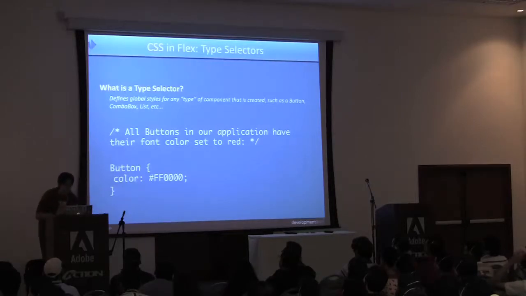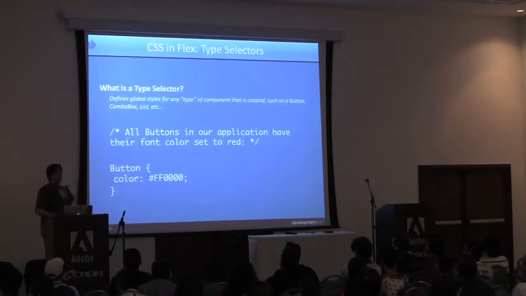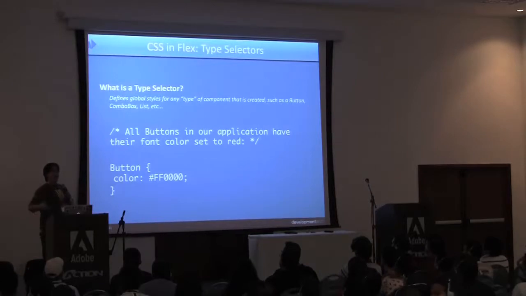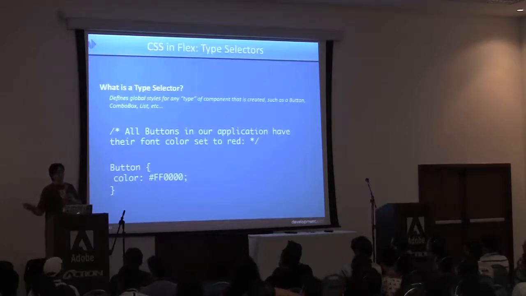Okay. So, a type selector. A type selector is where we want to reference a component type. In this example, I'm saying button. I'm saying every button in my application, everything that is a button, will have the text color red. This is a way of globally setting some style property across our entire application. Any style property that we want available to us, we can define in here.